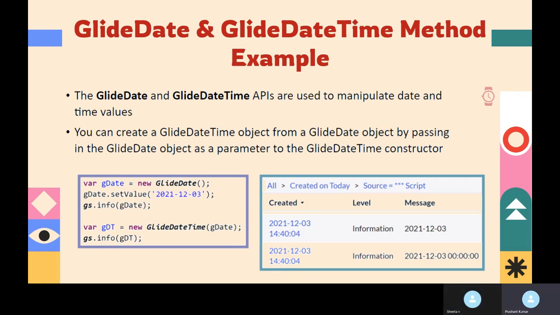And now we will see more GlideDate and GlideDateTime examples. So this is very good. You will see they are getting a GlideDate, a new GlideDate, setting a value, and they are getting the info here. And if you see, they are getting the date info here. And with GlideDateTime, they are getting the GlideDate and time for the current. So they have to define one object for GlideDate or GlideDateTime, and then they can just add an info or just log it.